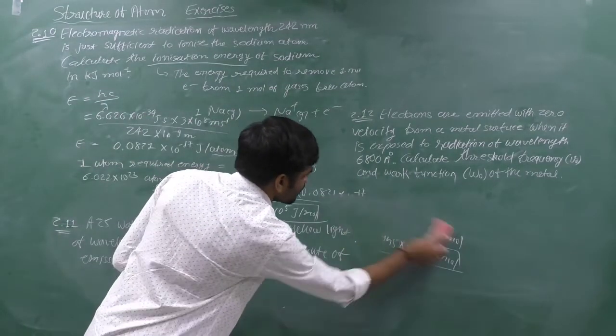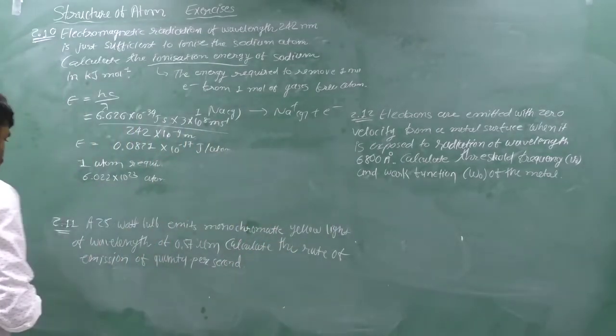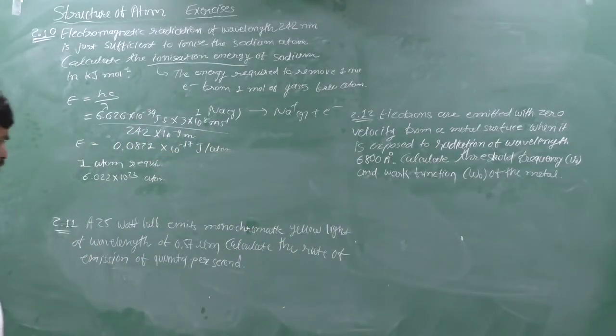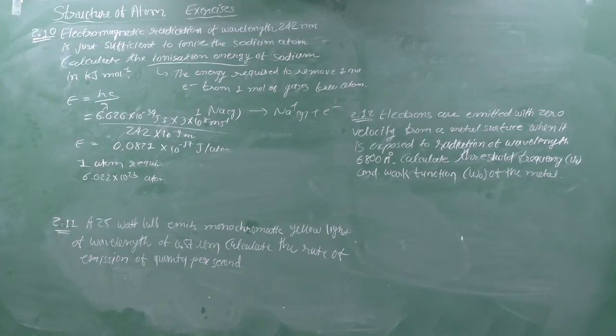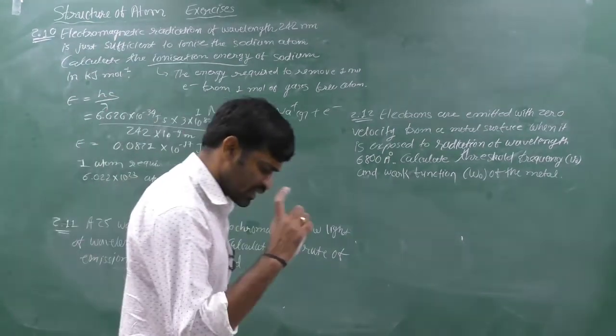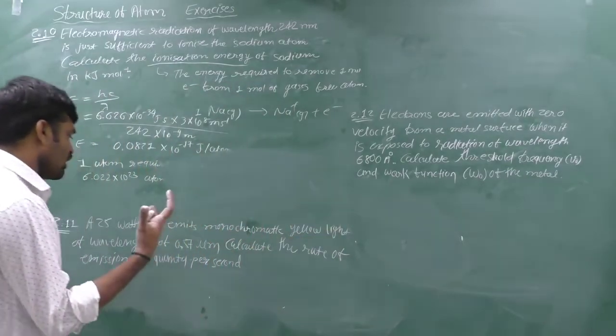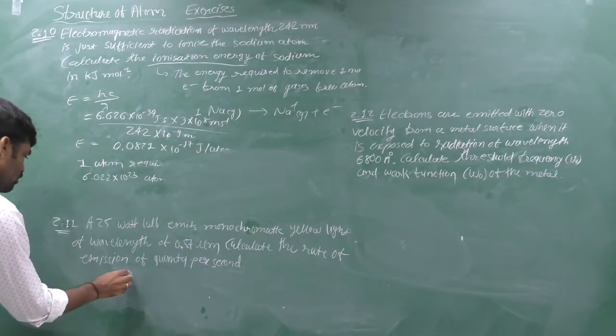Question number 11. It is like that. A 25 watt bulb emits monochromatic yellow light of wavelength of 0.57 micrometer. Calculate the rate of emission of quanta per second. મતલબ કે per second કેટલા quantum emit થાય એ calculate કરો. Yes, 25 watt bulb આપ્યો.